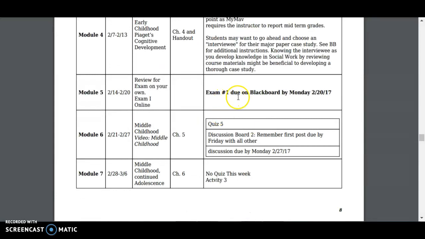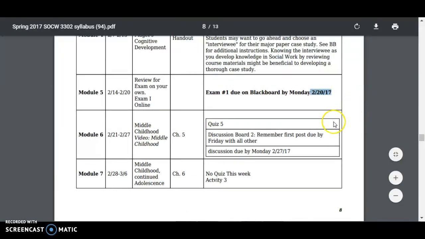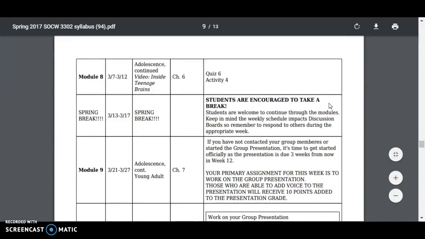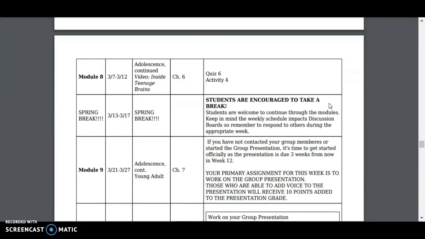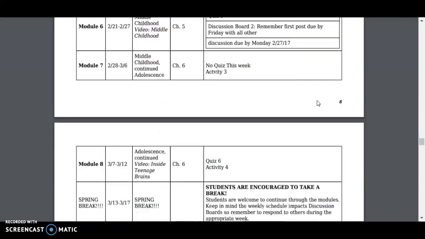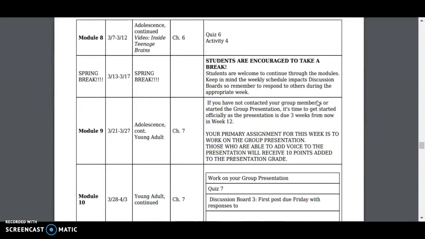So, for example, you want to make sure that you remember this due date, because exams cannot be made up. So you want to make sure you get that done by then. You can do them early. Typically they're open early. If there's some kind of issue, please let me know about that.